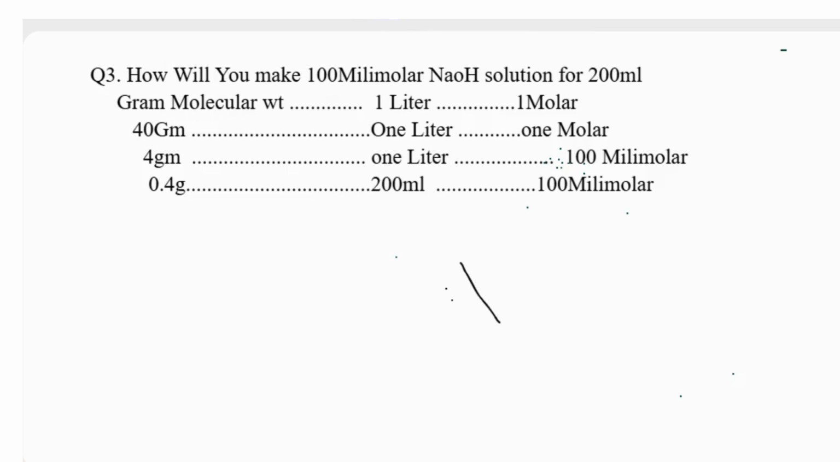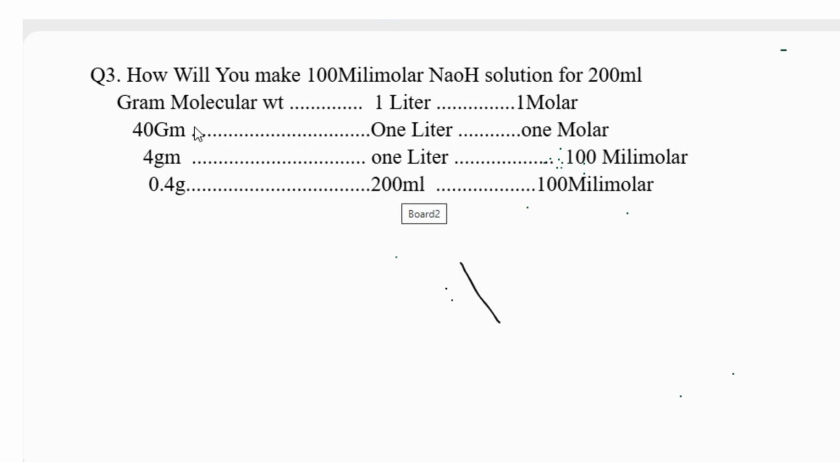Let's take the next example. The next example is: how will you make 100 millimolar NaOH for 200 ml? This time we have to make it for another volume, that is 200 ml, not for 1 liter. 100 millimolar NaOH for 200 ml we have to make.